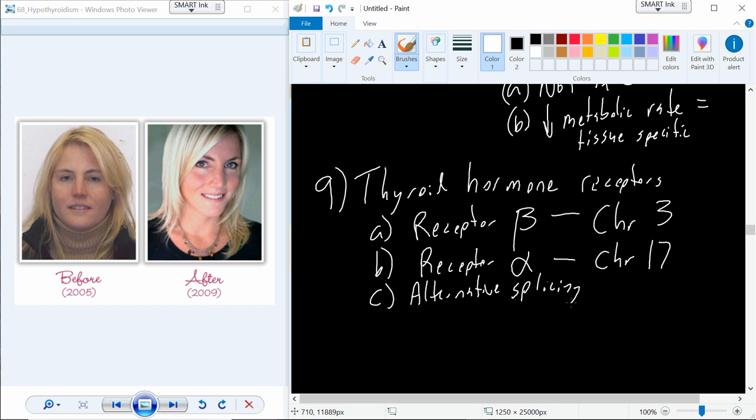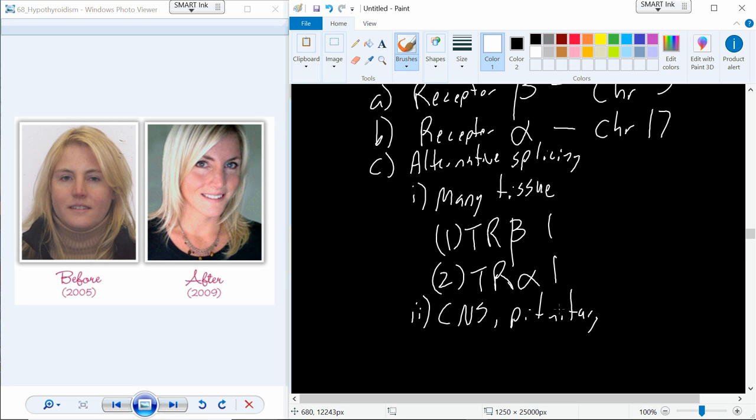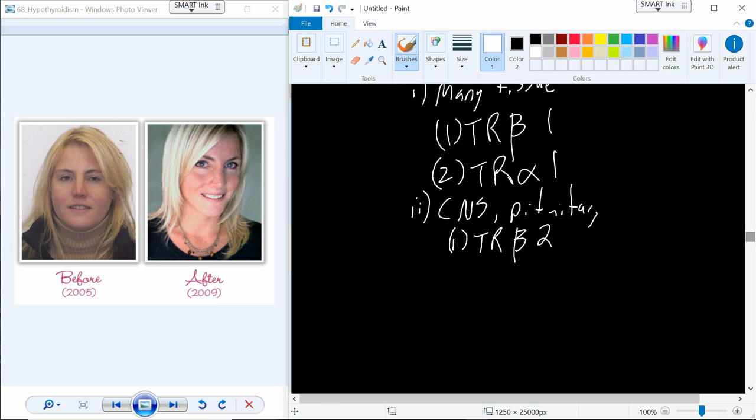And so what ends up happening with the alternative splicing is I have a couple different isoforms of the beta and the alpha receptors. Many of our tissues in the body are going to express what's known as the thyroid receptor beta isoform 1 and the thyroid receptor alpha isoform 1. Okay? But in addition to those two isoforms in the central nervous system and in the pituitary, we're going to have thyroid receptor beta isoform 2 that's going to be present. And there is no alternative splice that creates a thyroid receptor alpha 2. So that's not a receptor.